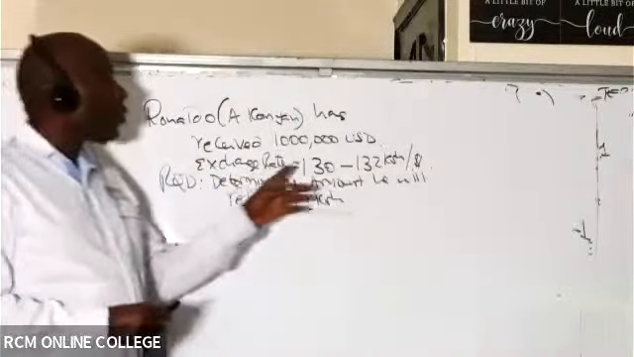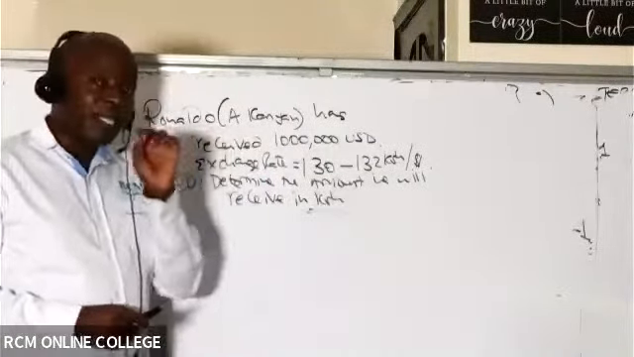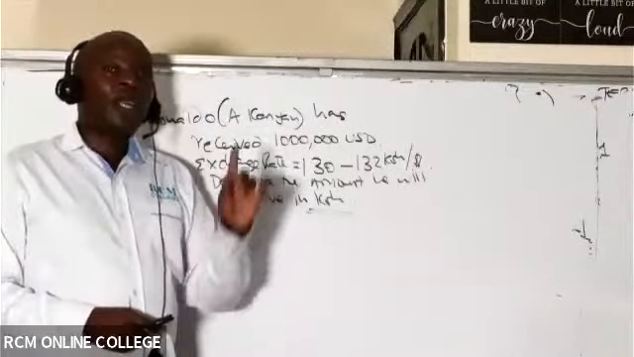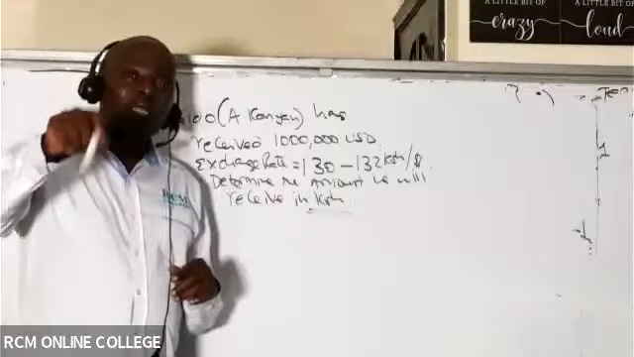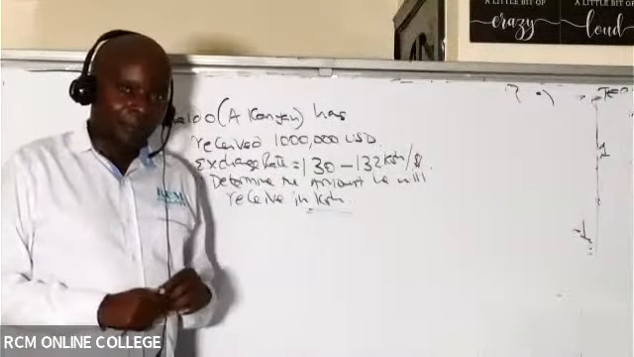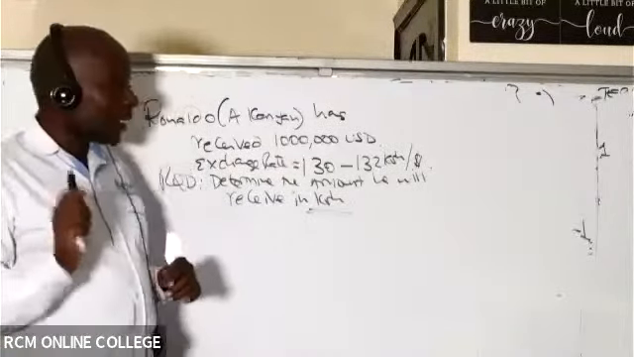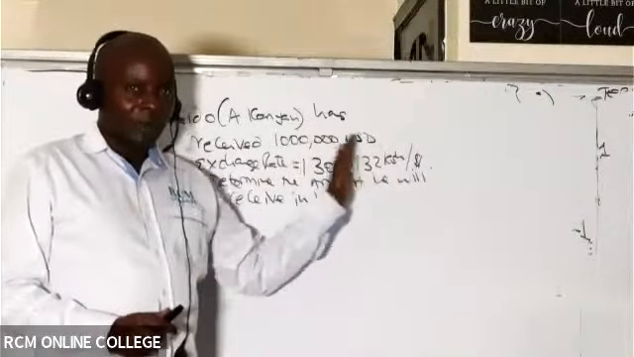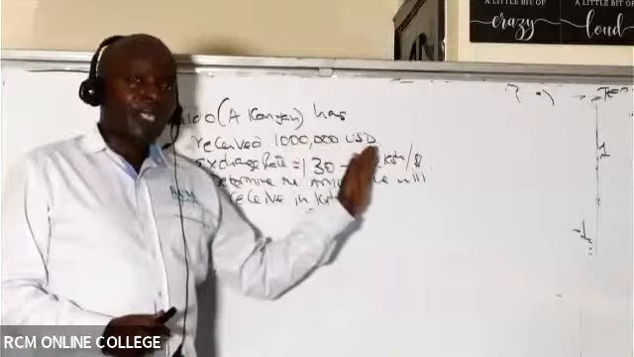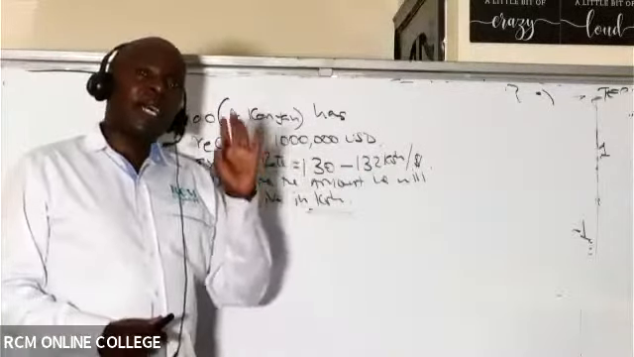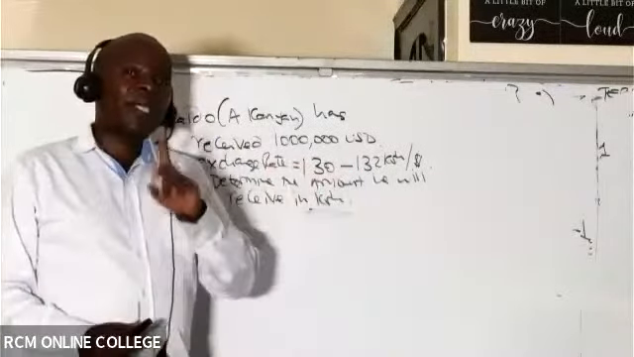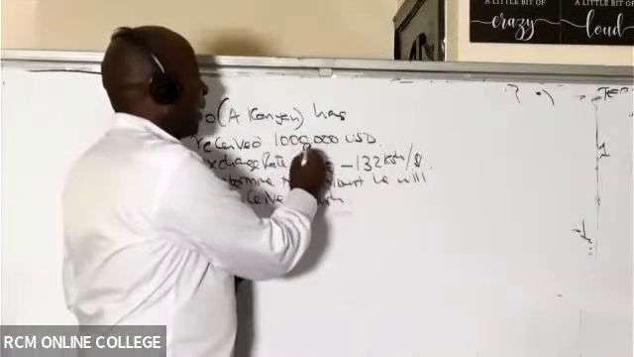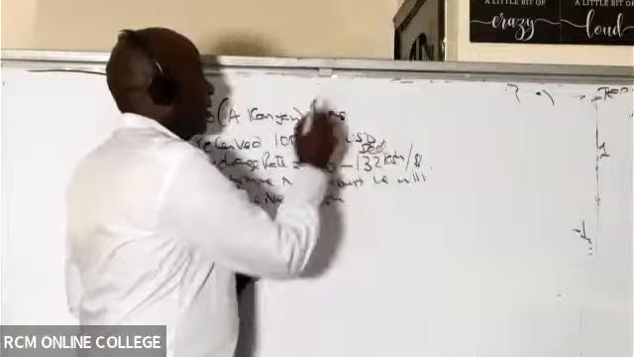For you to be able to know between the two which one is the buying rate and which one is the selling rate, you look at the position of your home currency. Ronaldo is a Kenyan, so his home currency is Kenya shilling. Where is Kenya shilling? It is on the left side. So if Kenya shilling is on the left side, then the number on the left becomes the buying rate. So this will be the buying rate, and this will be the selling rate.